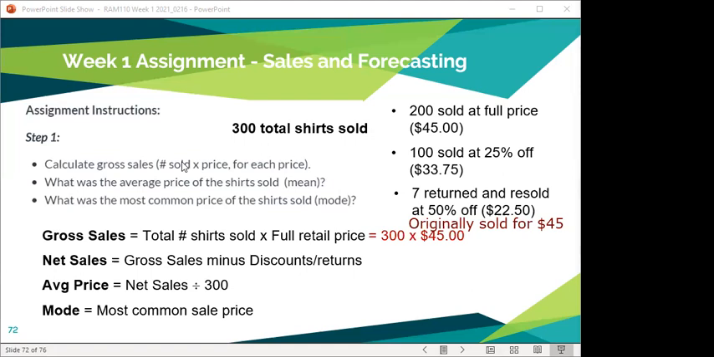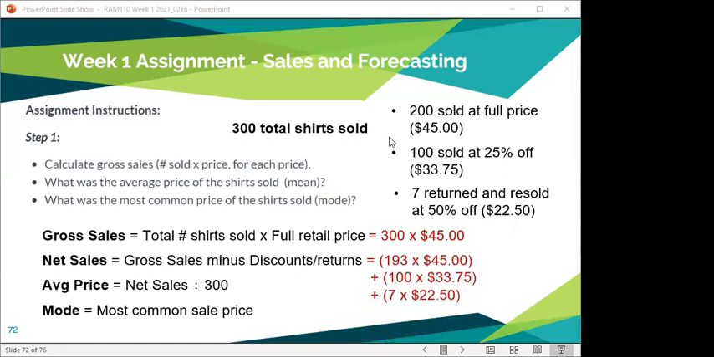So the first one is the gross sales, which is the number of shirts sold, 300, times $45. Now, Mr. A, does that mean we collected that money? No, that just means we would have liked to collect the money. $45 was the full price. We didn't collect that for all the shirts, but that's what we would have liked to have collected. That's gross sales. Net sales is what we actually collected.